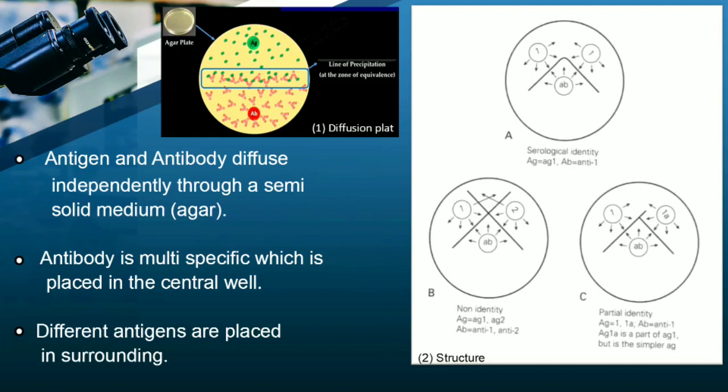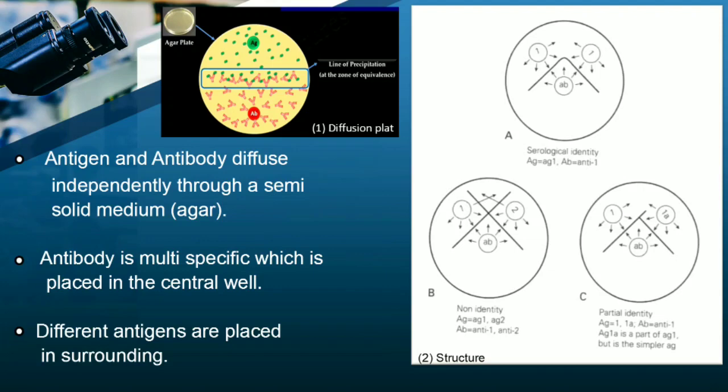After some time, precipitation lines form and arc-shaped bands appear. This is because the antigens are identical and the antibodies cannot distinguish between them. So the lines overlap each other, and the antigen concentration increases. The relative increase in antigen concentration results in an arc-shaped precipitate. In case B, antigens are not identical with each other. It means they have no common epitope.